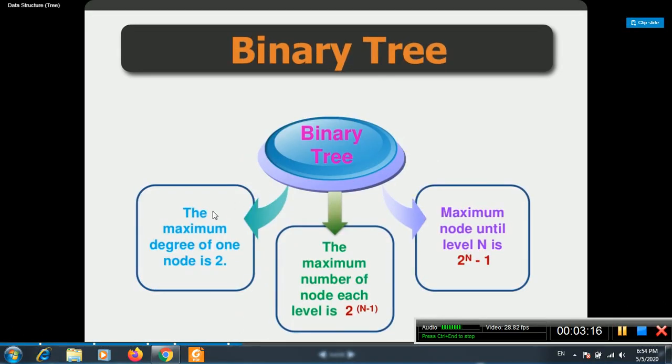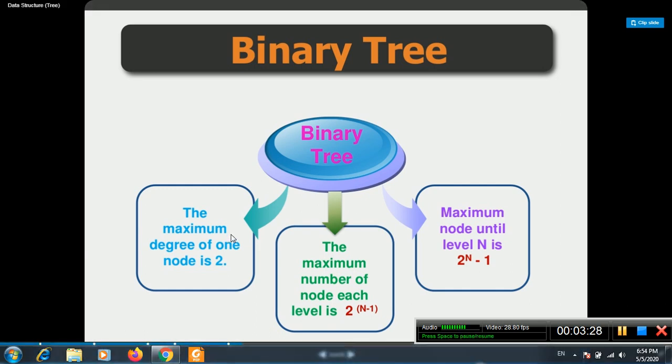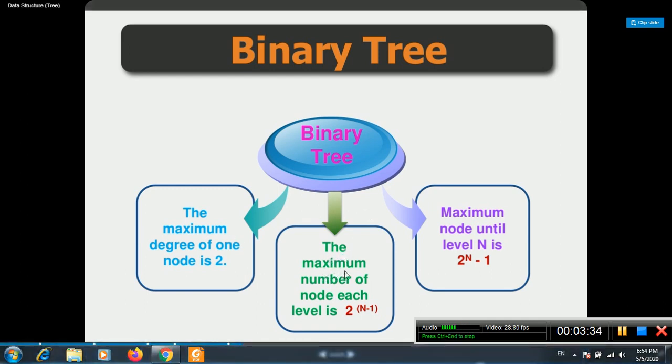In binary tree, the maximum degree of one node is 2, at most 2: 0, 1 and 2. It can be 0, it can be 1, it can be 2. The maximum number of nodes at each level is 2 to the power n minus 1. We will see in the next example how we can calculate. Maximum nodes until level n is 2 to the power n minus 1.